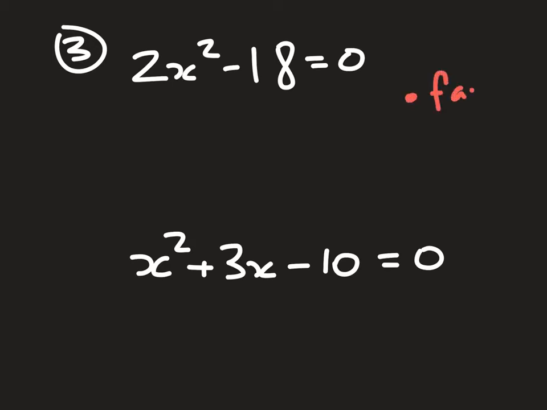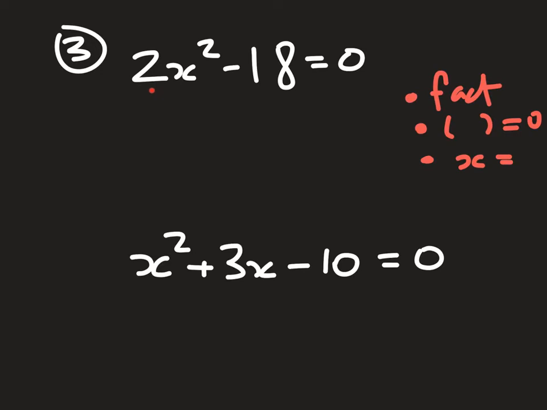Question 3. Well, we know the process for solving these questions. First thing we do is factorise. Second thing we do is the brackets are equal to 0. The third thing we do is we work out each bracket. So looking specifically at 2x squared minus 18, how do we factorise that?